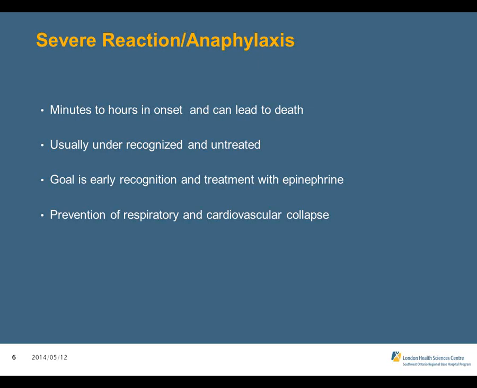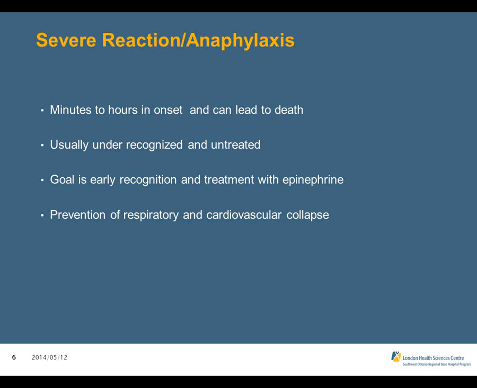Again, with a severe reaction or anaphylaxis, these patients can deteriorate quite quickly. So within minutes to hours of coming into contact with that allergen, they can deteriorate and it can lead to death. Again, it can be under-recognized, and the reason for this is not all anaphylactic reactions have cutaneous symptoms. The majority do. 90% of your patients that have anaphylaxis will have some sort of cutaneous symptoms, be it hives, edema, angioedema, but not all do. So, keep in mind, allergen plus systemic compromise, be it respiratory, cardiovascular, equals anaphylaxis.